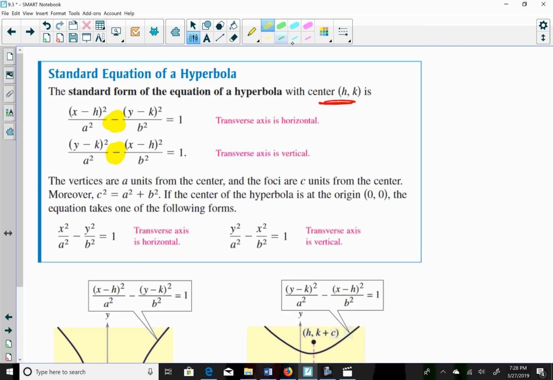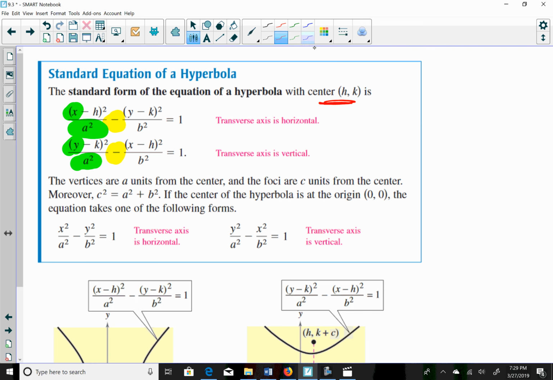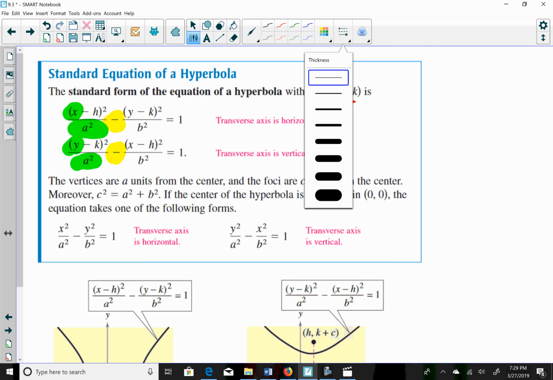The a squared, the a is no longer the largest number. A is going to go with the positive variable. So in this case, the y would be positive, the a would go with this. If the x is positive, the a would go with this. A is no longer the largest variable. I will probably say that 3 or 4 times, but it's very important that you remember that. And the a is now going to go with the variable that happens to be positive. So make sure that you write that down.